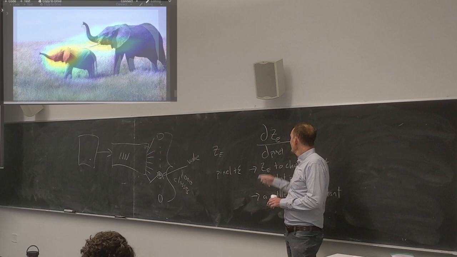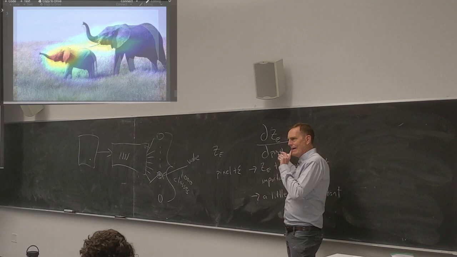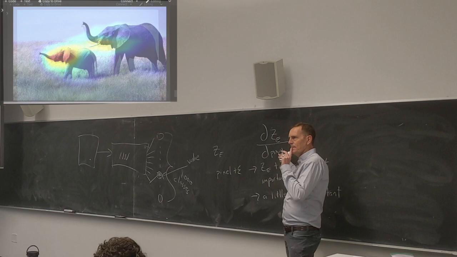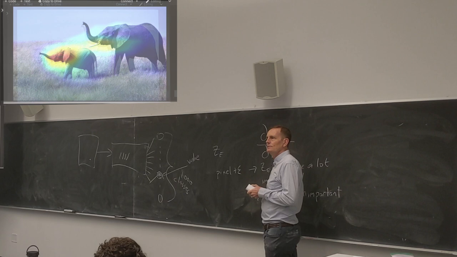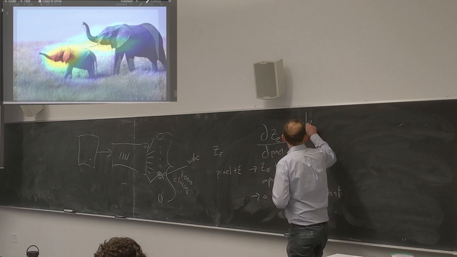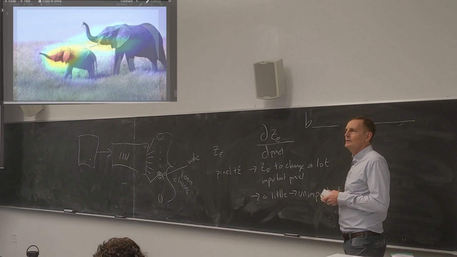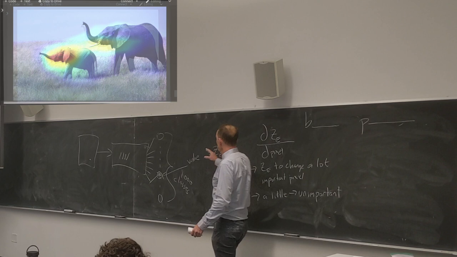Can we compute this? How? How can we compute the partial derivative of Z sub E with respect to the pixel? Give me two words that fit in here. Backward propagation. Backward propagation. So we will basically say, because that's what backward propagation does, right?